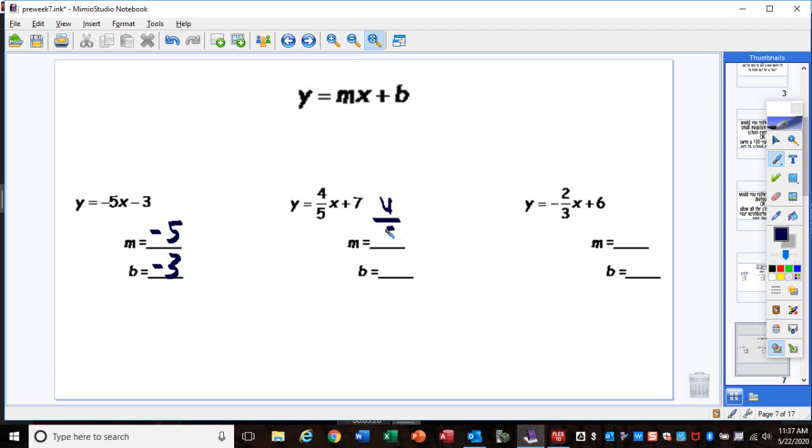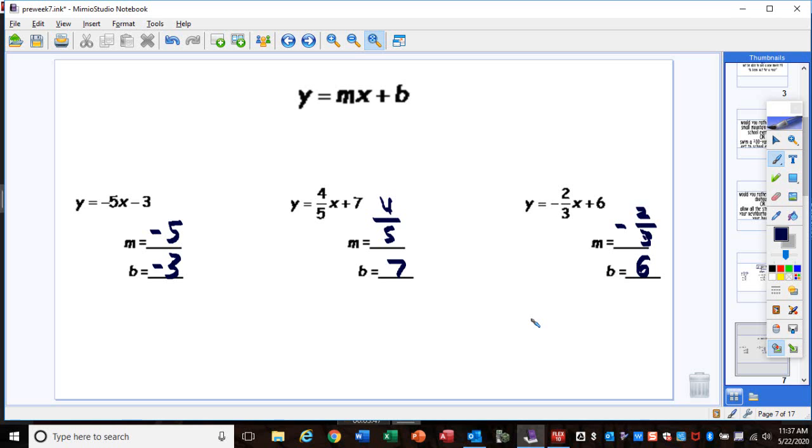Being able to recognize what the m and the b are is so important. In algebra, you'll definitely have to do this. You'll have to do a little bit of work with the equation to find the m and b. Okay, there you go. Your m and your b.